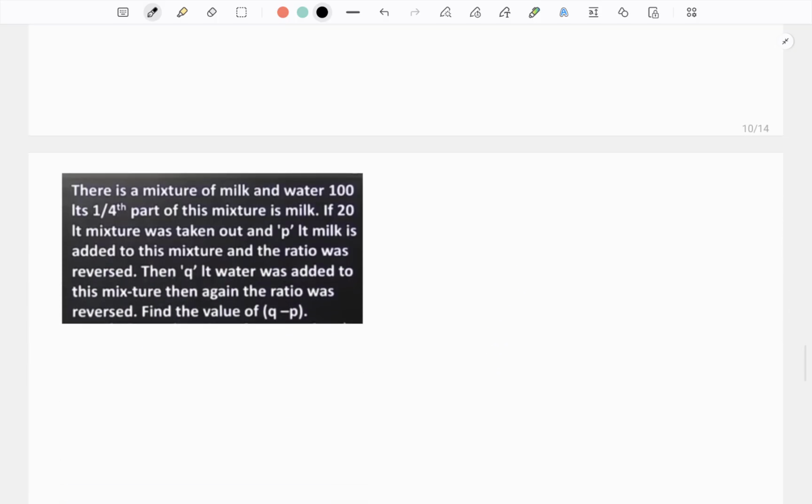There is a mixture of milk and water, 100 liters. 1/4 part of this mixture is milk. 1/4 means 25%. 25% means 25 liters. 25 liters is milk. The remaining 75 liters is water. If 20 liters of mixture was taken out, it is in the ratio 1:3. In this ratio only we need to remove. So 25 liters means 1 out of total 4, into 25. Got it? 1:3 is 1 out of total 4. So 25. So if this is removed, then what happened?